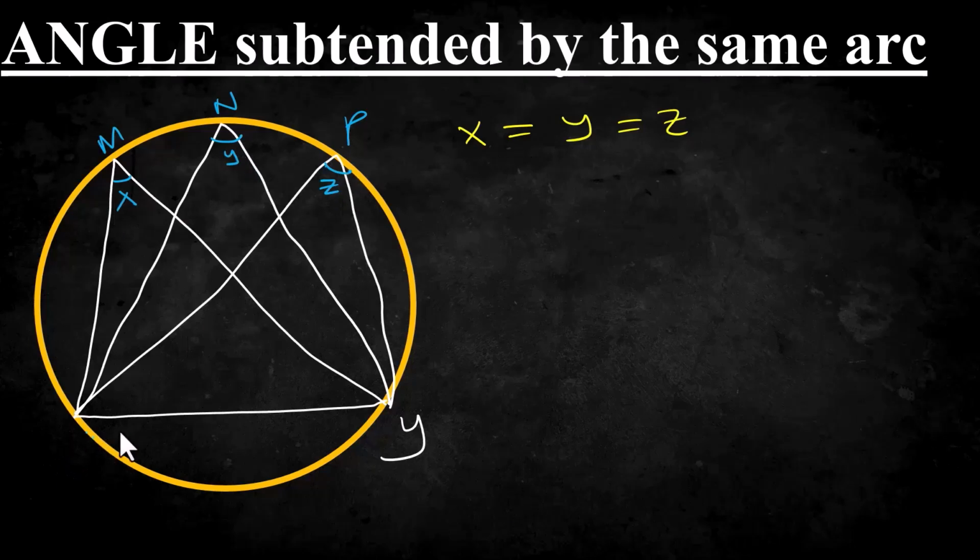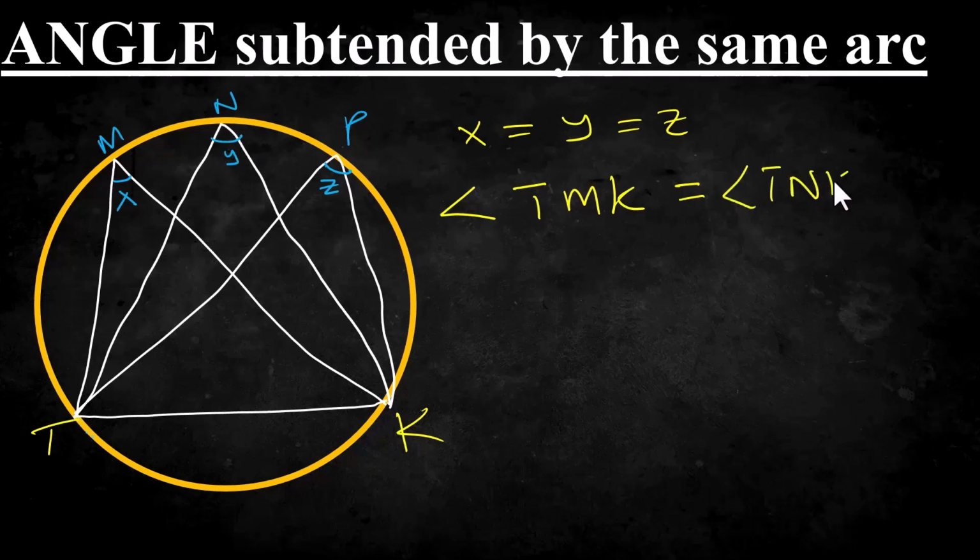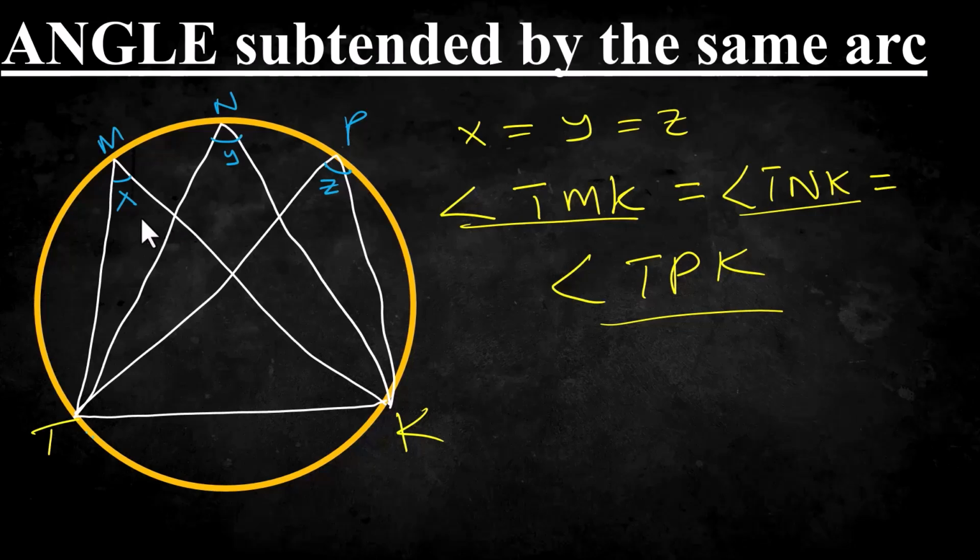Because of this, let me call this one T K. So angle X is the same as angle T M K, the middle one, and the same as Y. Y is T N K, and the same as P, angle T P K, which is the same as X, Y, and then Z. So if this side is 30, this side will be 30, and this side will also be 30.